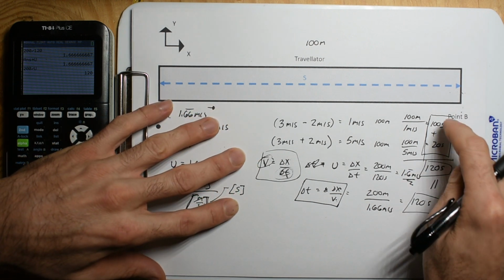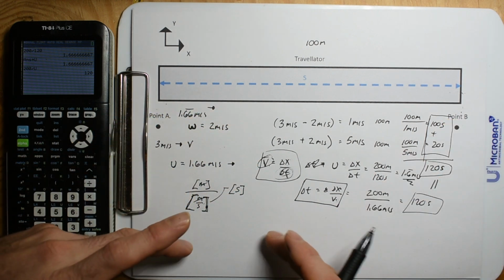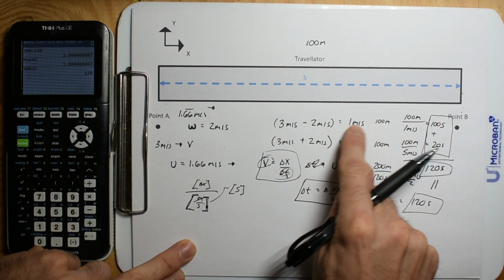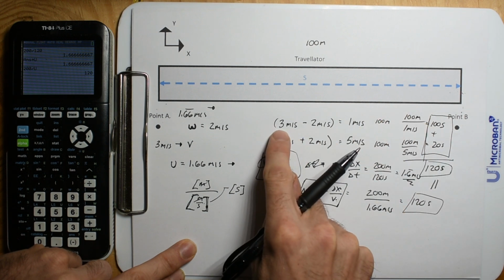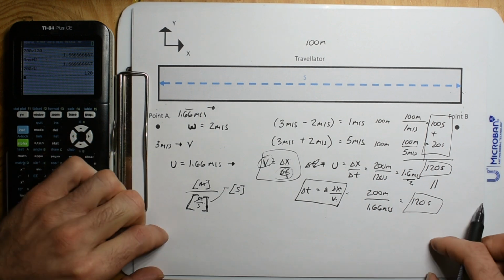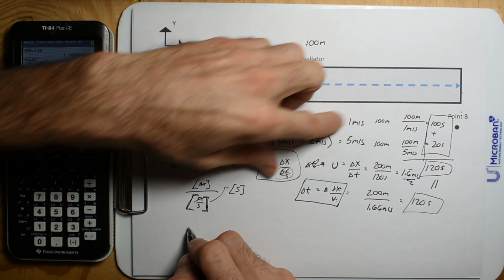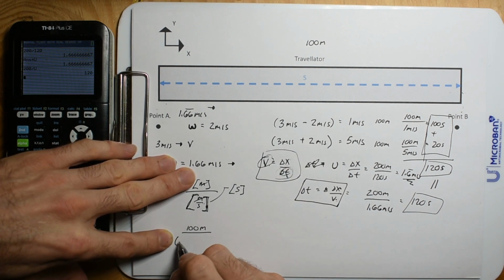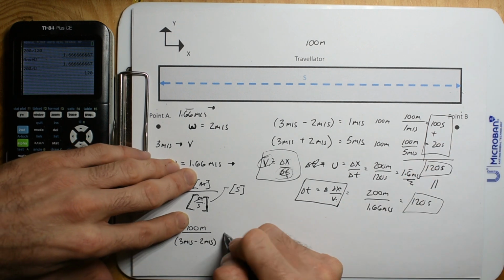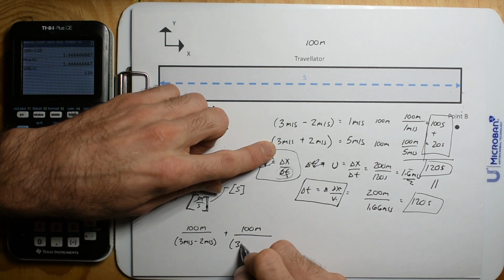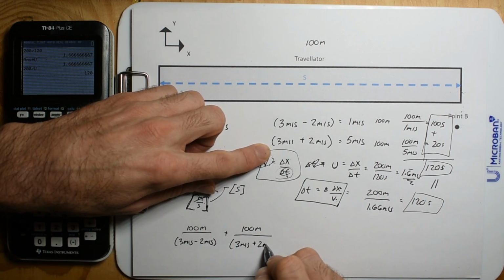Even going back to how we got these two things. We're going to add two things over here, and we're going to add 100 divided by this one. But how we got this one was 100 divided by 3 meters per second minus 2 meters per second. So I'm just going to write that here, and then we'll put in the letters. So this time is going to be 100 meters divided by 3 meters per second minus 2 meters per second. Now we're going to add another 100 meters, but now we're moving faster: 3 meters per second plus 2 meters per second.